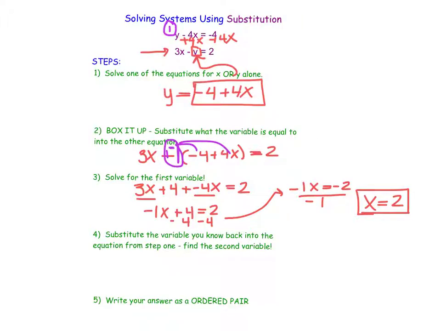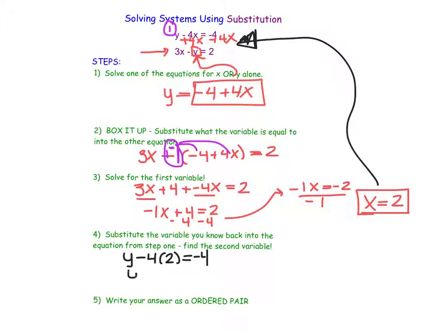I then take this x equals 2 value, and I'm going to plug it back into one of these original equations to find the corresponding y value. So I'm just going to pick the first equation. So here we have y minus 4 times 2 is equal to -4. So I really have y minus 8 equals -4. Add 8 to each side, and I find y equals 4.